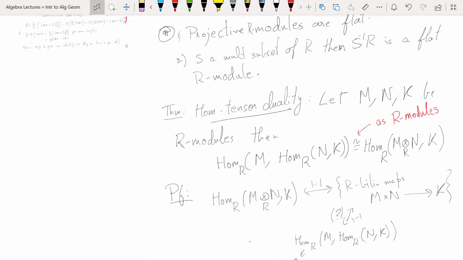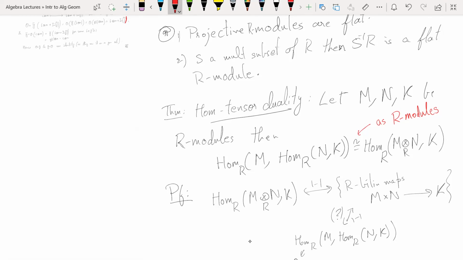So remember, giving an R linear map from M tensor N to K is the same as giving an R bilinear map from M cross N to K. So there is a one-to-one bijection, because of this uniqueness property and so on, between R linear maps from M tensor N to K and R bilinear maps from M cross N to K. So instead of showing a bijectivity between these two, we can also show bijectivity between these two. So we know what this bijection is.